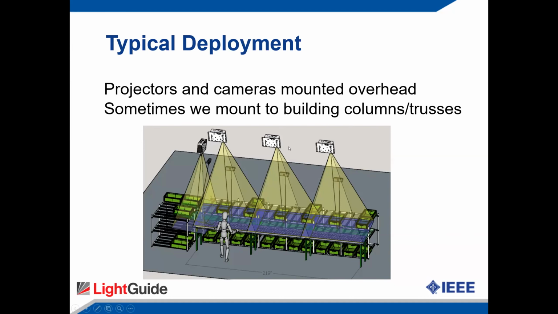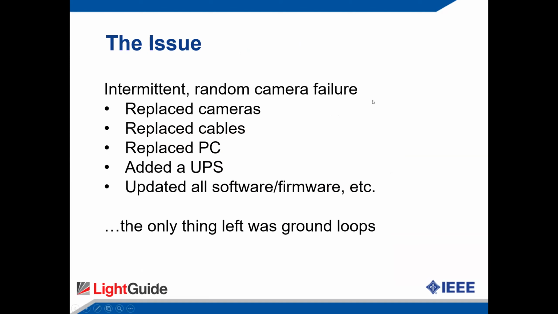So we installed a system in a warehouse here in the Detroit metro area, and we were experiencing some intermittent random camera failures. These are 3D depth cameras, and they would just suddenly stop working at random intervals, not within minutes or even hours, typically within days. And so we did all the usual things that you might do. We replaced those cameras. We replaced the cables going to the cameras, the PCs. We added an uninterruptible power supply in case there's any brownouts or spikes or anything on the power lines going to the PC. Updated all the software and firmware for the PC, cameras, et cetera.